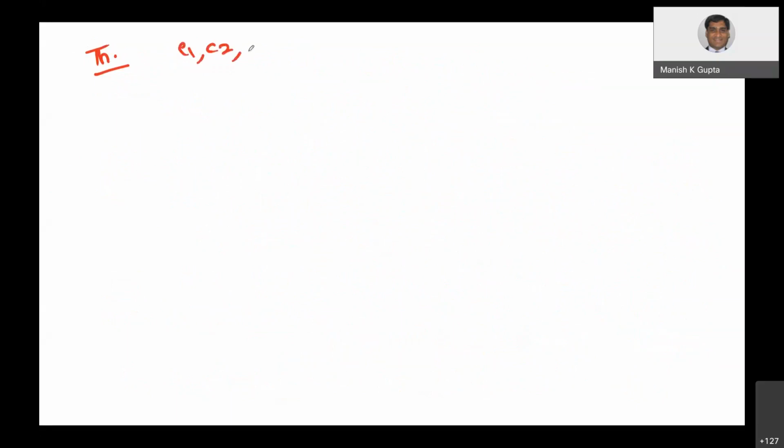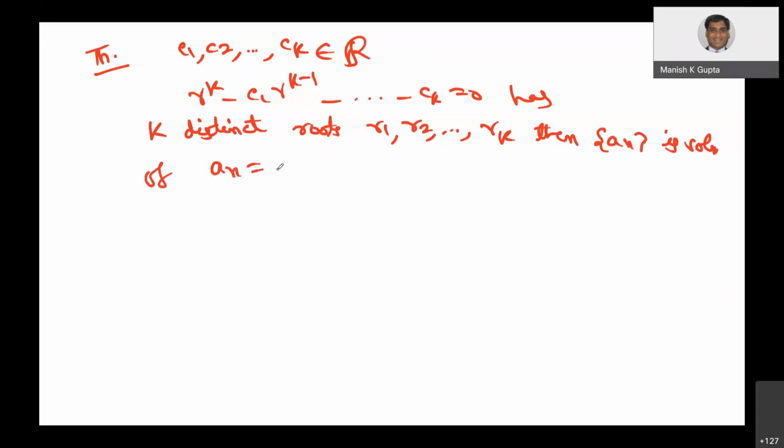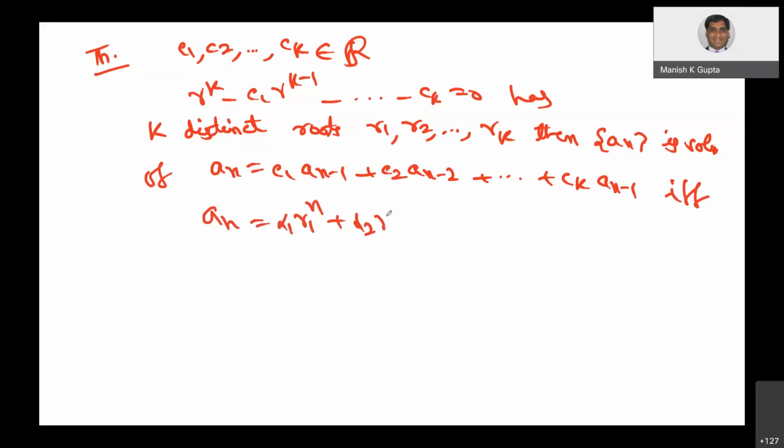If c1, c2, ..., ck are real numbers, and suppose the characteristic equation r raised to power k minus c1 r raised to power k minus 1 minus dot dot dot minus ck is equal to 0 has k distinct roots r1, r2, ..., rk, then a sequence an is a solution of the recurrence relation an is equal to c1 an minus 1 plus c2 an minus 2 plus dot dot dot plus ck an minus k if and only if an is of the form alpha 1 r1 raised to power n plus alpha 2 r2 raised to power n plus dot dot dot plus alpha k rk raised to power n.